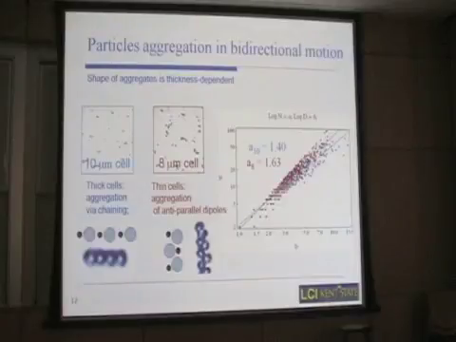So you can study jamming in this configuration, because if you decrease the thickness of the cell, the particles start to jam, and you can have interesting fractal dependencies here.